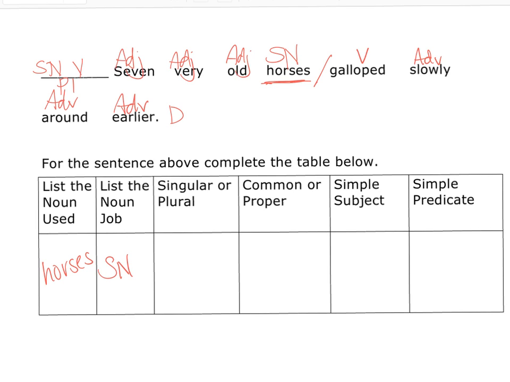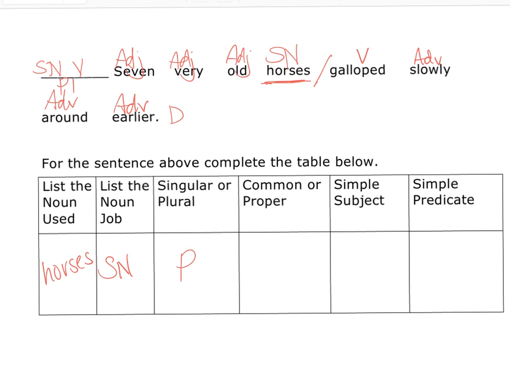Then my third column asks me, singular or plural. So I look at my word horses. Is the word horses singular or plural? Well, it's plural because it's talking about more than one horse. And so I'm simply going to put a P for plural. My fourth column asks for common or proper. So take a look at the noun, horses. Is this a common noun or a proper noun?